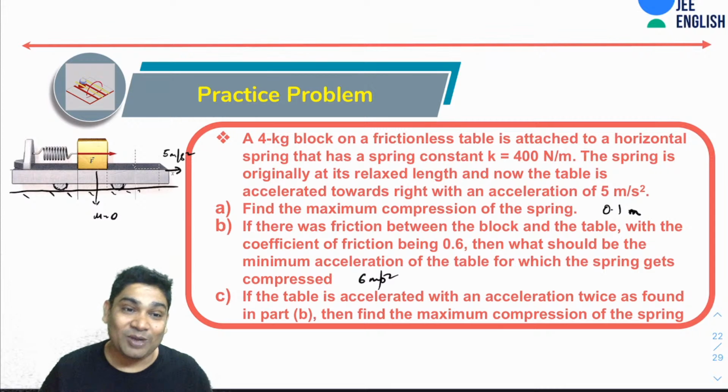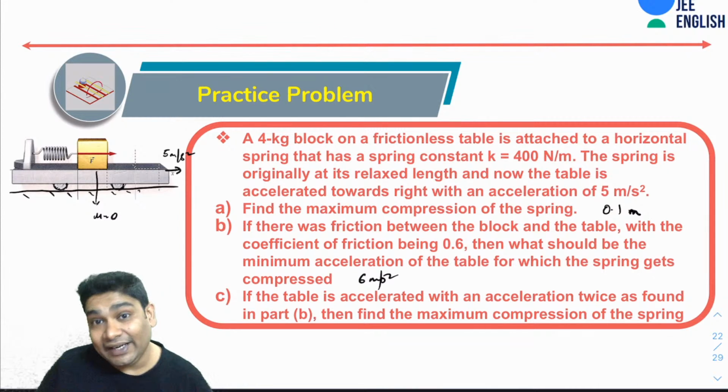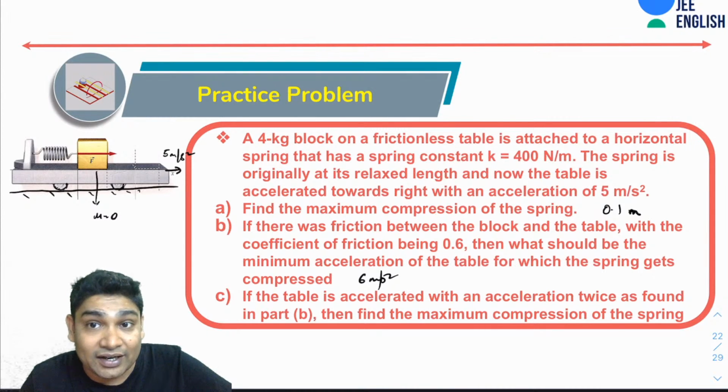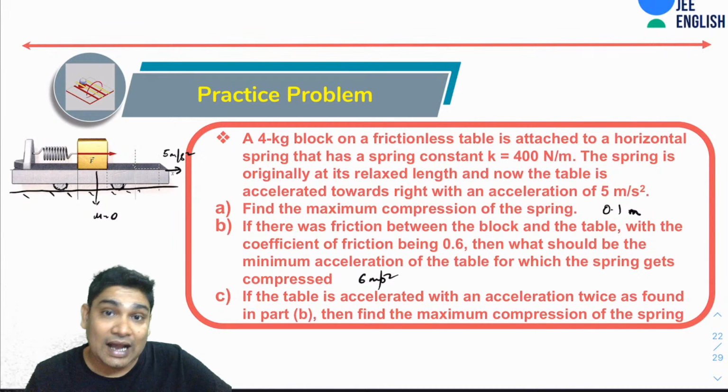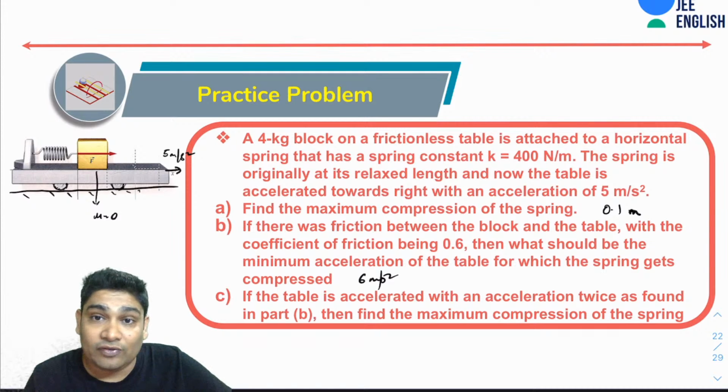And now let's talk about part 3. Now in part 3 it says, if the table is accelerated with an acceleration twice that found in part B, now find the maximum compression of the spring.